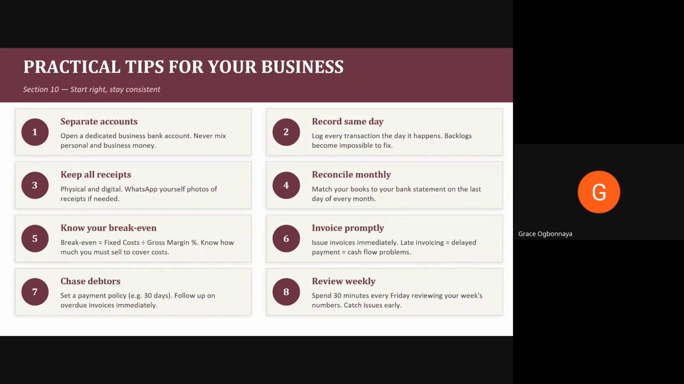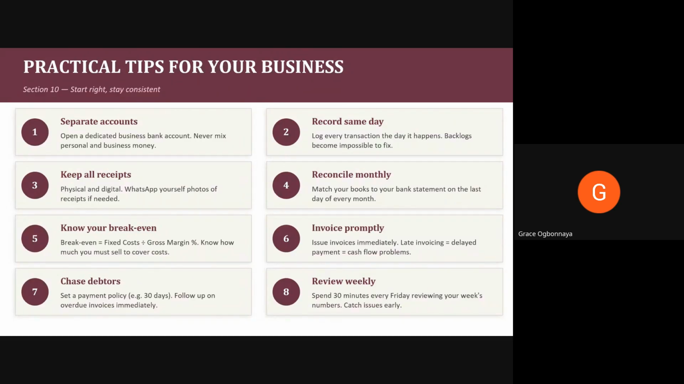Even if you don't make profit, you are still a going concern. That's break even. Know how much you need to sell as a business to cover your costs, at least to keep going as a business, not to close down. Know how much you need to sell.